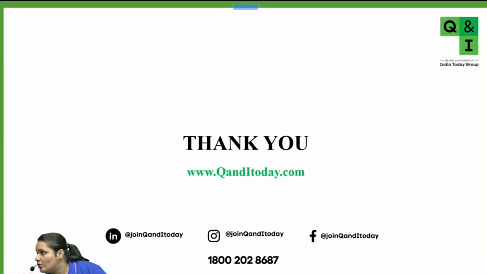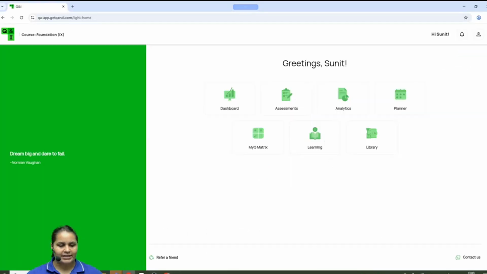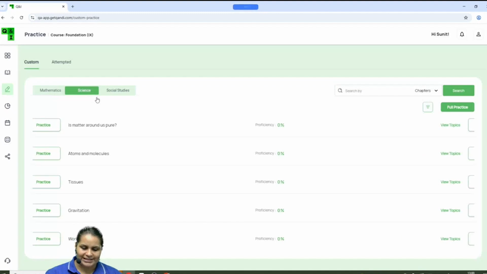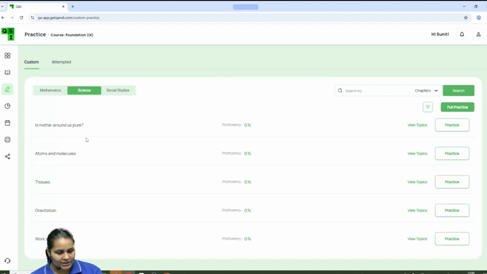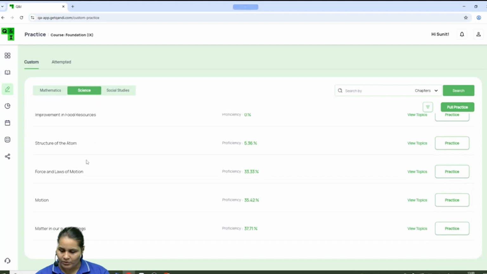After that, you have to attempt questions. From where will you attempt your questions? You will go to the platform like this. Now this is the class 9th platform. You'll go to assessment. Then in the custom, you look for the science segment. In science, go for the chapter, matter in our surrounding.